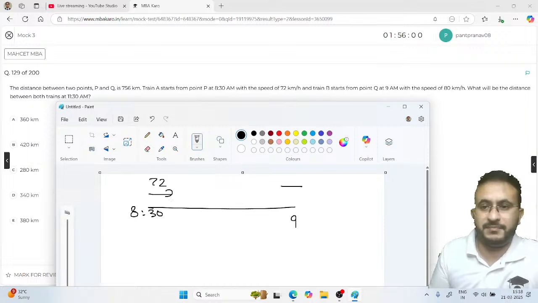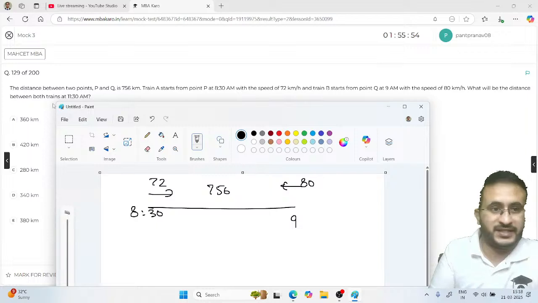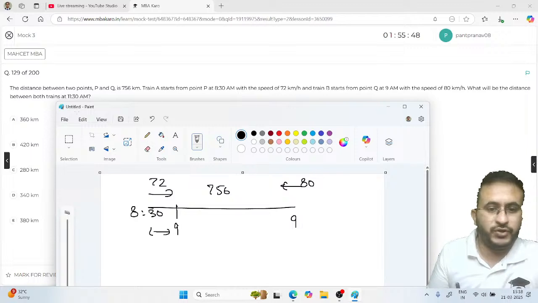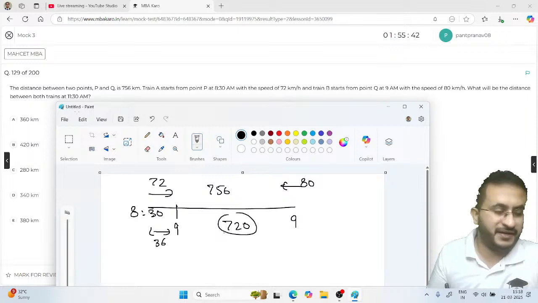So यहाँ से 9 pm पे start की, 80 km per hour से, 756 distance था and we need to tell the distance between the trains at 11:30. So first this train is starting, so let us move it till 9:30. So हाफ एन आवर में कितना कवर कर लेगा, 36 किलोमीटर. So now remaining distance is 720.